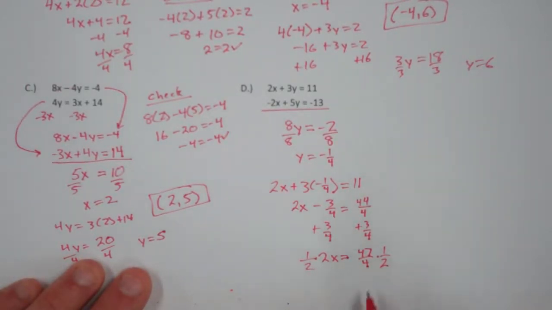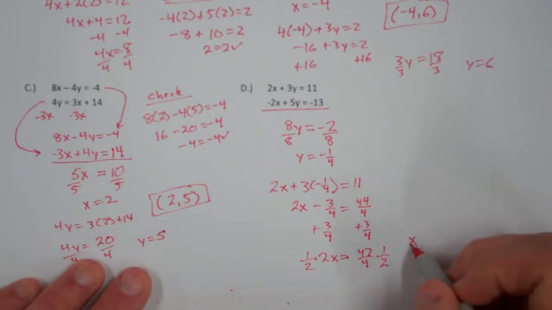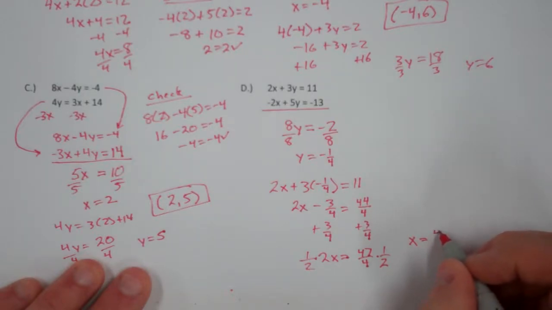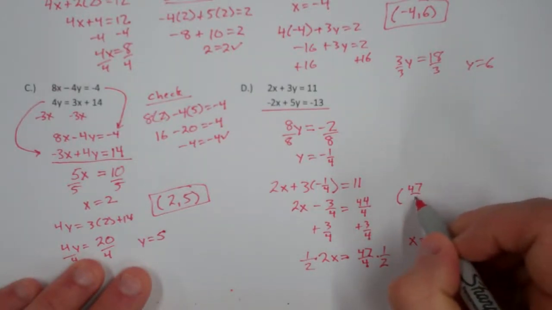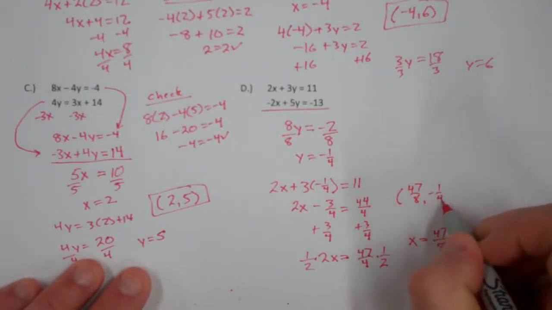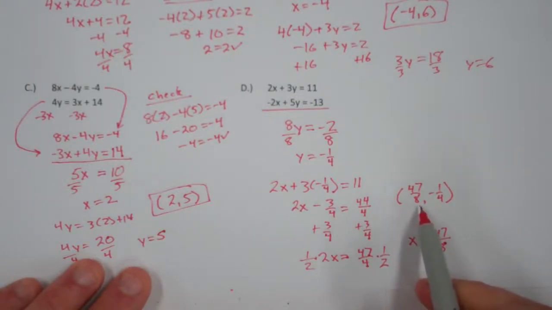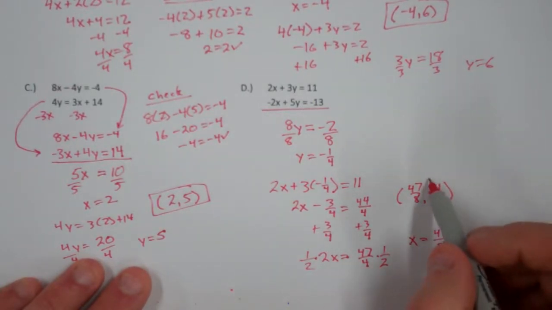You can divide by 2, but you're going to have a complex fraction on the right. So I think it's nice and easy to do this one as 47 over 8. Holy cow. So we think our solution here is 47 over 8, comma, negative 1/4. You could change this into a mixed number if you wanted to.